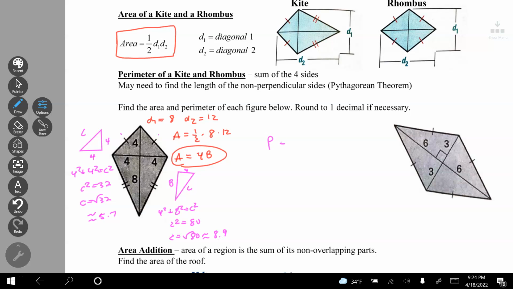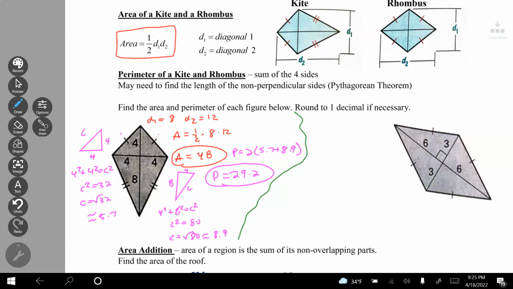So my perimeter is, well, there's 2 of the same size on top, 5.7, plus 2 of the same on the bottom for the kite. I get my perimeter is equal to 29.2 units. Okay, I'm going to do the same thing with the rhombus here.